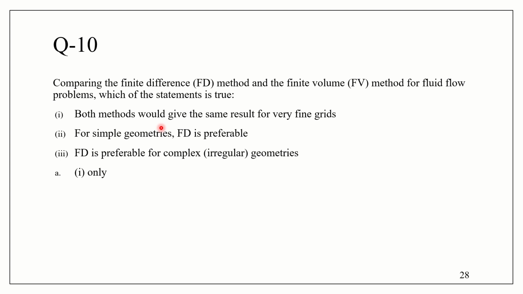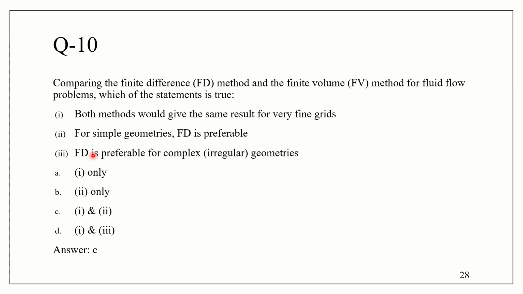These are three statements, and we need to identify which of them is right. In option A it is 1 only, option B it is 2 only, option C it is 1 and 2, option D it is 1 and 3. So the answer is option C. Because when comparing finite difference and finite volume methods at fine grid levels, both methods would give the same level of accuracy, the same results. It should not vary because the grids are already fine, so it would be the same.